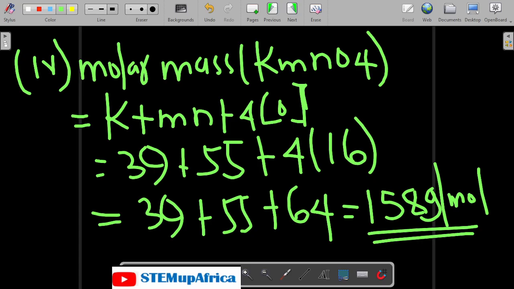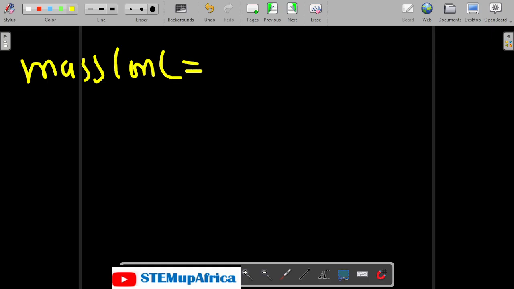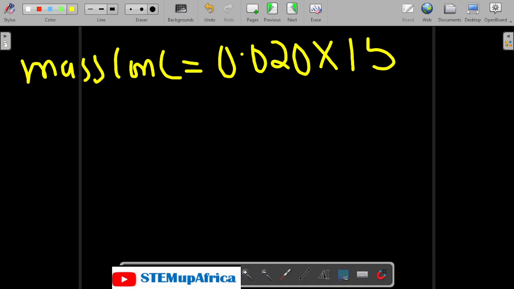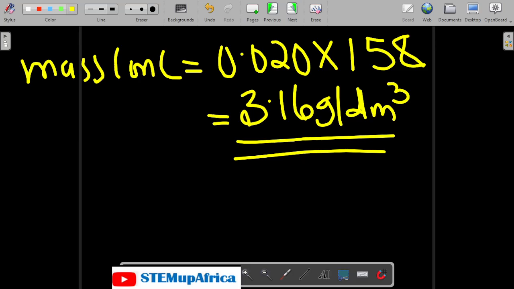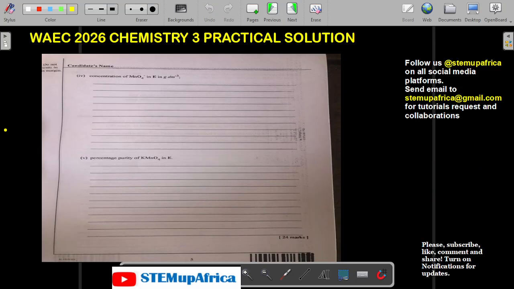With that, I can find my mass concentration. Mass concentration is equal to the molar concentration, 0.020, times the molar mass, 158. What are we having? 158 times 0.02 will give us 3.16 grams per dm cube. So that is the solution to Roman figure 4. Let's check Roman figure 5.